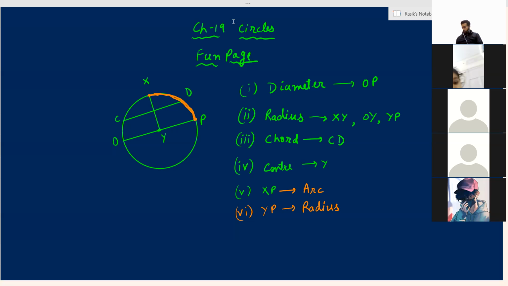Have you completed all the parts? Yes, sir. I have posted the answers. Yes, sir. I have also posted all the parts of question 2 and 3. Very good, beta. Adya, very good. Excellent. Avika has posted question 2. Very good. Adeshika has posted question 2. Adya has posted question 3 also. Very good. Sir, I have also sent the third one.